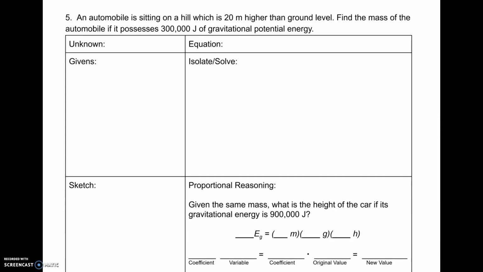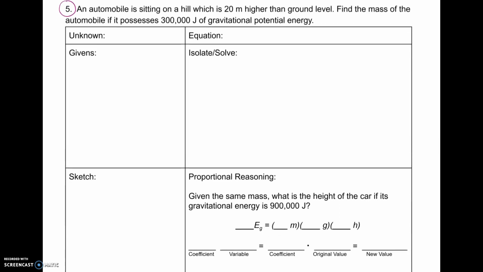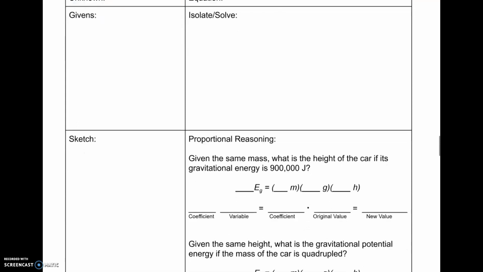All right, everybody, here's problem number 5. An automobile is sitting on a hill which is 20 meters higher than the ground level. Find the mass of the automobile if it possesses 300,000 joules of gravitational potential energy.